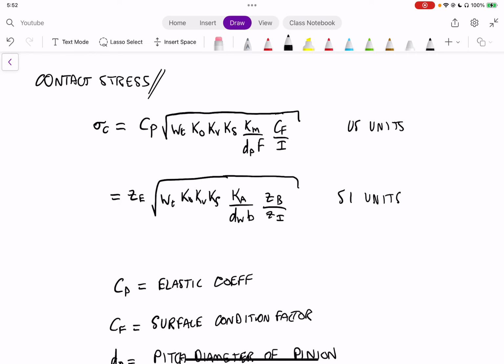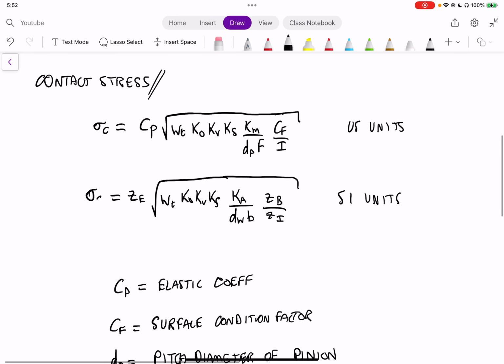But the contact stress can be found through the AGMA method by sigma C. So we usually write it as sigma sub C for contact. And we have, once again, two different units, US units and SI units. And we're really only going to focus on the US units equation, but the SI units equation is there for information. And we see that it's CP times the square root of WT, KO, KV, KS, KM over dP times F times CF over I.